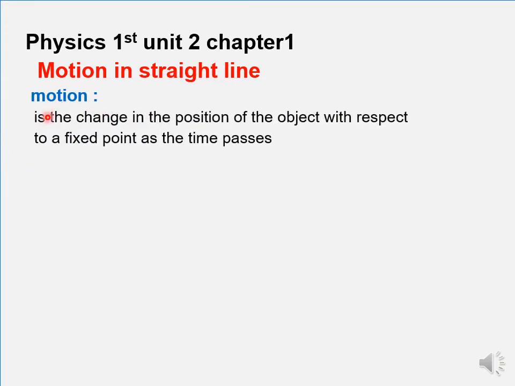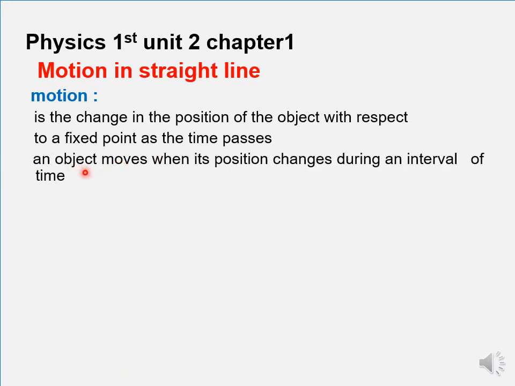Motion is the change in the position of the object with respect to fixed point as the time changes. يبقى الموشن change in ايه؟ in position بتاع مين؟ بتاع الأوبجكت with respect to fixed point اللي هي starting point as the time passes. يبقى an object moves when its position changes during an interval of time.